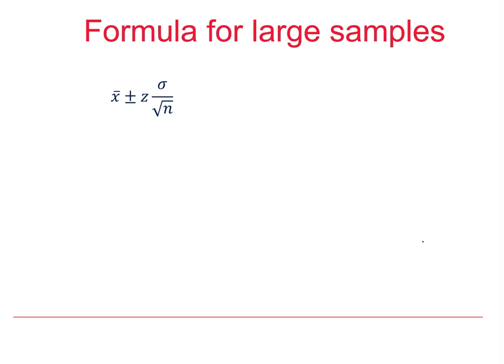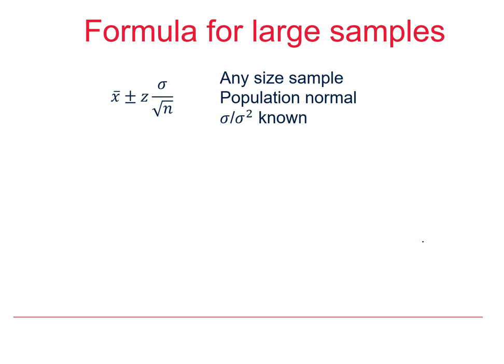So what's the formula? Well, to remind you of the formula that we used before, we didn't worry about the size of the sample. We always had a normally distributed population, and we always knew the population standard deviation or variance.